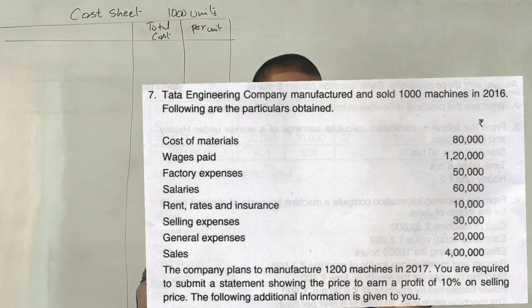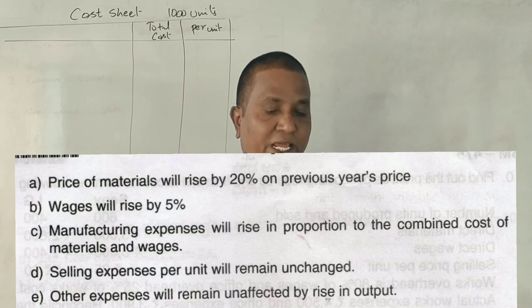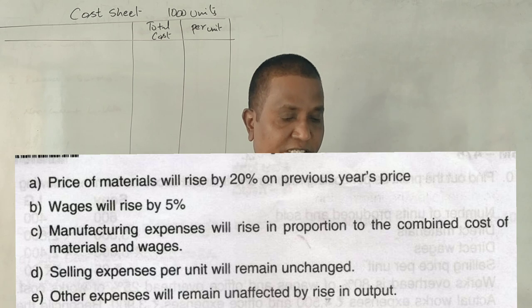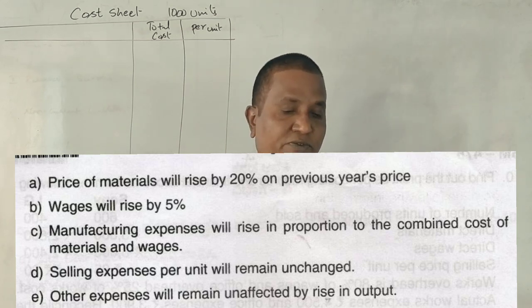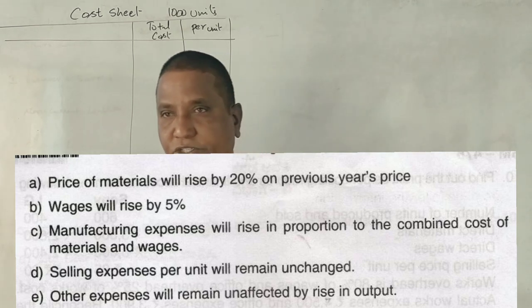The company plans to manufacture 1200 machines in 2017. You are required to submit the statement showing price to earn a profit of 10% on selling price. The following additional information is given to you: price of material will rise by 20% on the previous year's price, wages will rise by 5%, manufacturing expenses will rise in proportion to the combined cost of materials and wages, selling expenses per unit will remain unchanged, other expenses will remain unaffected by rise in output. So these are the information they have given.